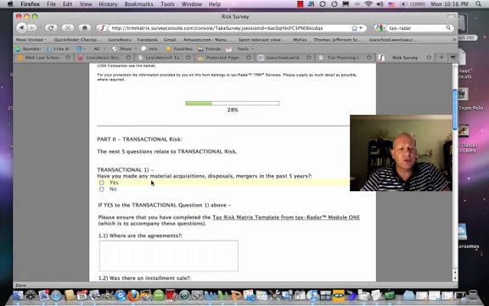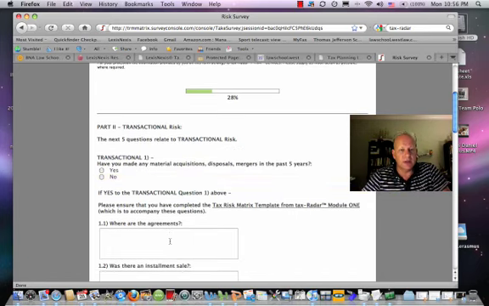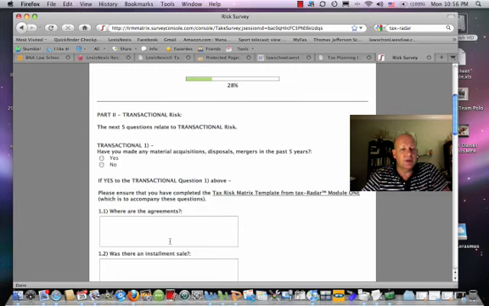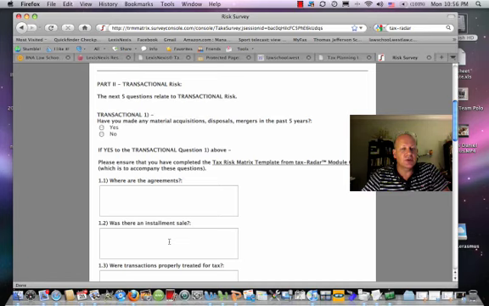The first question is a transactional question. Have you made any material acquisitions, dispositions, or mergers in the last 5 years? Our experience is that when you've entered into any such material transaction, you will often find that there are tax exposures. So if the answer to that question is yes, key questions are then asked. Where are the agreements? Was there an installment sale attached to the transactions? Were the transactions properly treated for tax?